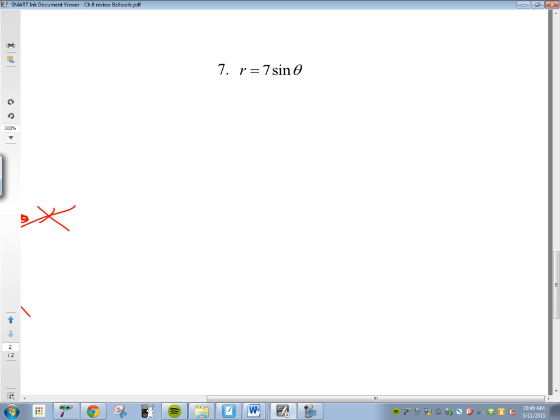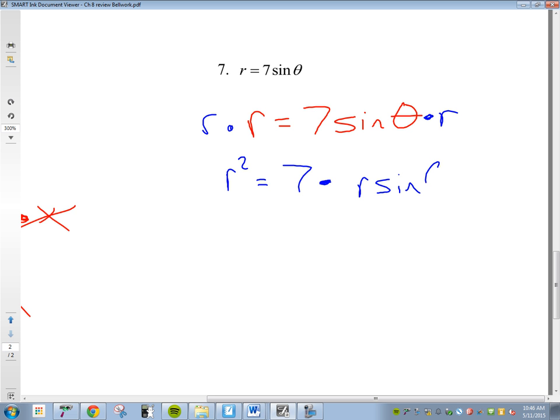r equals 7 sine theta. So they gave me r and theta, but I don't want it to say r. I really want it to say r squared. And I don't want it to say sine theta. I really want it to say r sine theta. So what do both sides of the equation need? Another r. I'm going to multiply both sides by r to make it look better. Now this side can be written as r squared, and this side can be written as r sine theta, just multiplying those two things together.